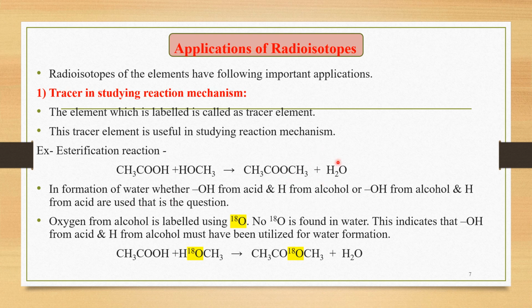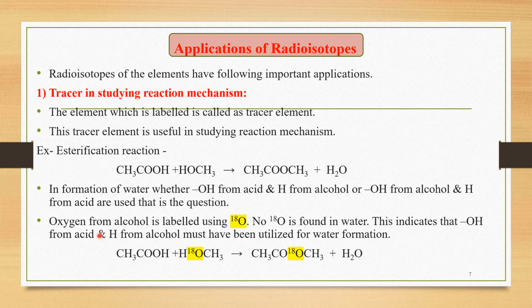As far as the formation of this H2O is concerned, there are two different options. One option is that OH from the acid and H from the alcohol are utilized, or else OH from the alcohol and H from the acid are utilized. To answer this question, we have to use a tracer technique.